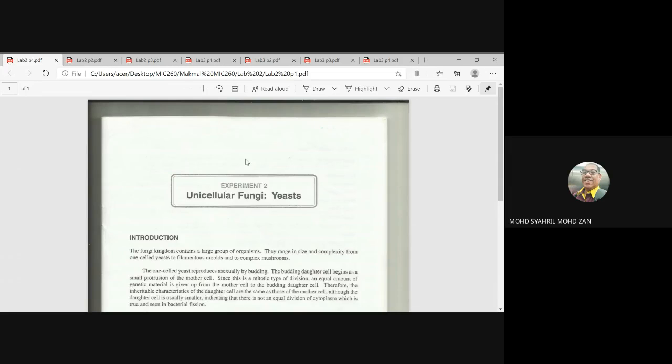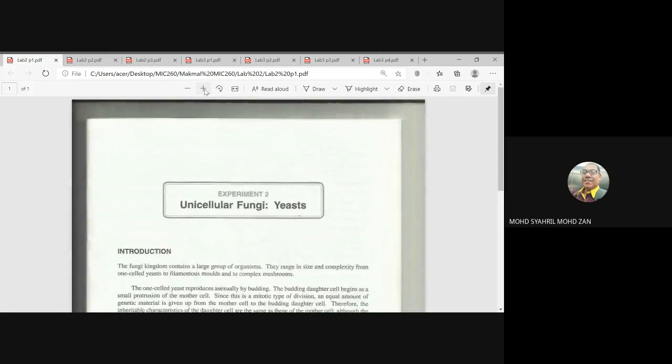All right, so the first is experiment number 2, where we are going to do the unicellular fungi, right? Example is what we call yeast, all right? So there will be an introduction for the experiment. The fungi kingdom contains a large group of organisms, okay? They range in size and complexity from one-cell yeast to filamentous mold and to the complex mushroom. So mushroom, yeast, and mold are examples of fungi.